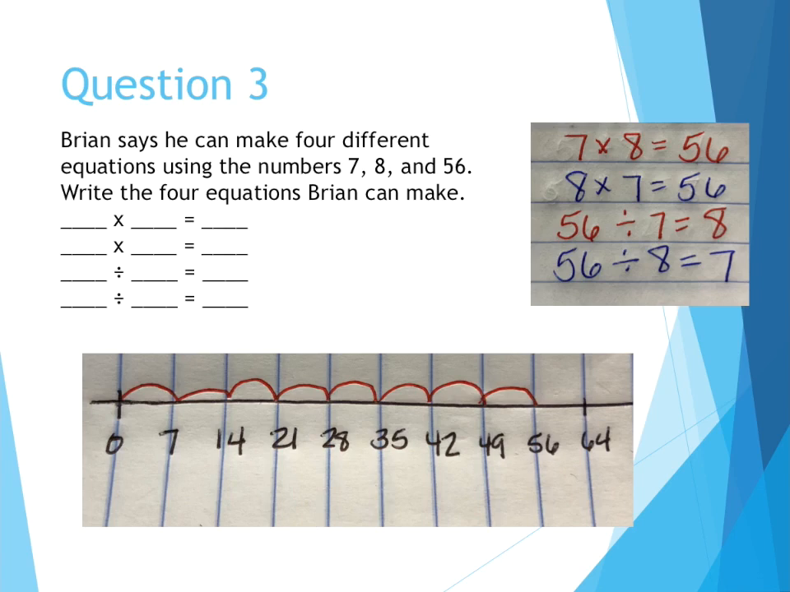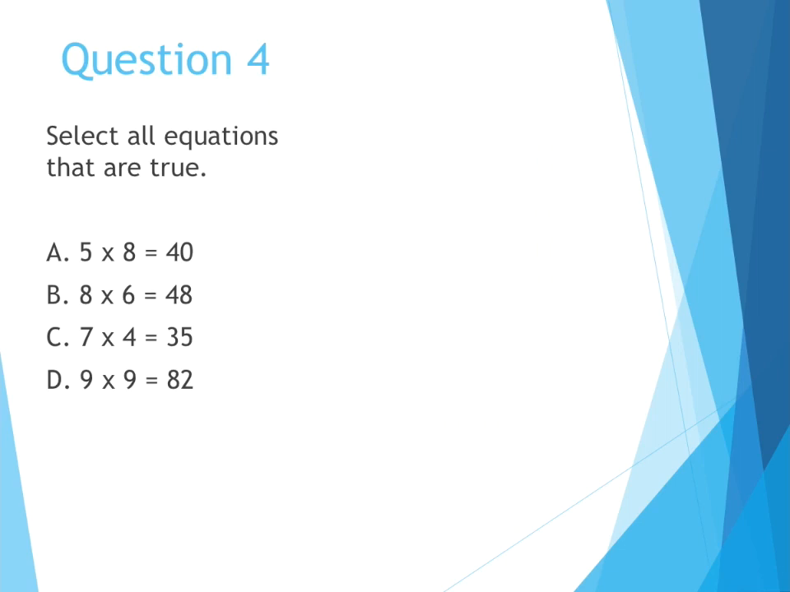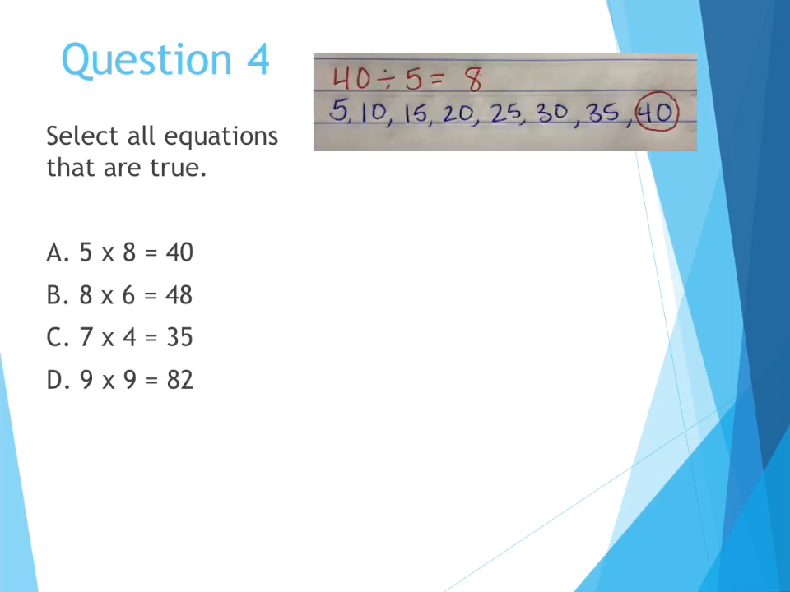So are there any other ways that we could solve this? Think about it. So moving on to question 4, select all equations that are true. I need to go through here and solve each one of them to determine if they are true. So let's start with A. 5 times 8 equals 40. Because I know my 5s really well, I could skip count by my 5s, and if I skip count 8 times, I get 40. I could also say 40 divided by 5 equals 8, to help me determine that A is true.